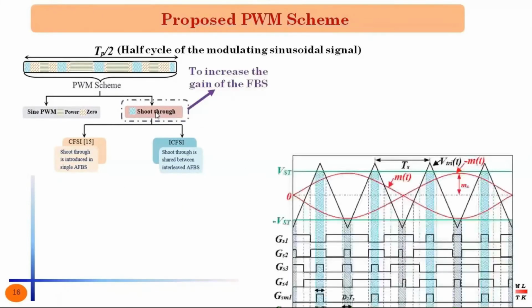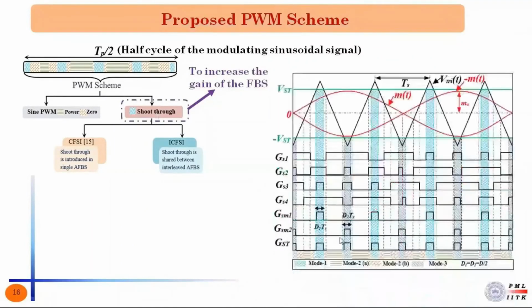Here, the shoot-through intervals D1TS and D2TS are generated by comparing the triangular carrier signal with a time period of TS with two DC signals VST and minus VST, and the sine PWM is carried out by comparing the sinusoidal modulating signal with a peak of MA with the triangular carrier signal. This sine PWM decides the gate pulses of the four inverter leg switches. Now here D1 equals D2 equals D by 2.